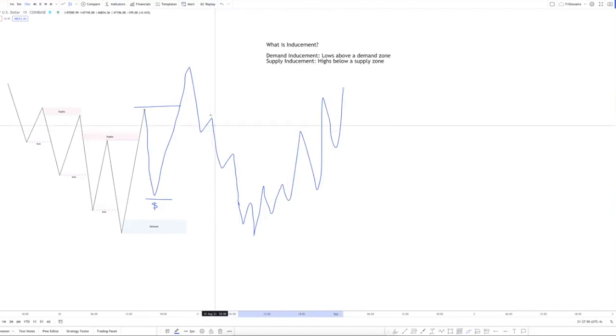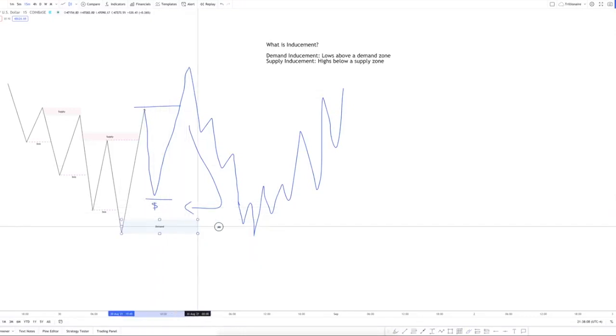All right, and the reason why price is able to come back to this area is simply because of the inducement that was left behind. Right? So this is an example of demand inducement or bullish inducement. It's a low that price creates, so we know that there are resting orders below that low, and it allows price to have a reason to actually return back to this demand zone.